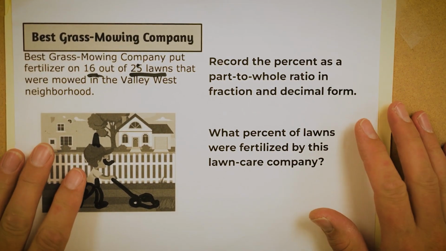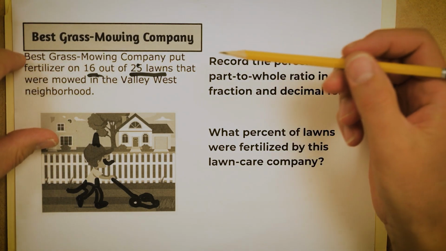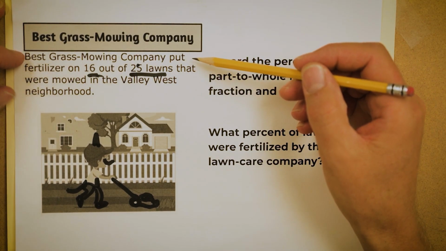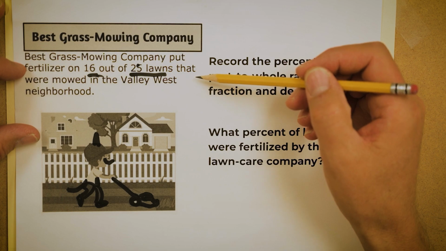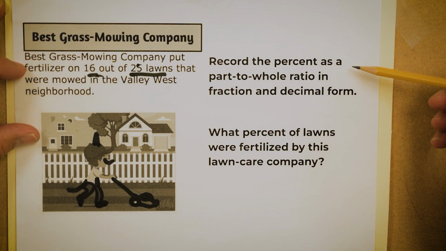Got math problems we're going to be looking at today. First one here, Best Grass Mowing Company put fertilizer on 16 out of 25 lawns that were mowed in the Valley West neighborhood. Record the percentage.